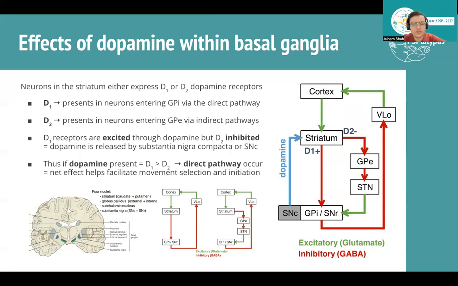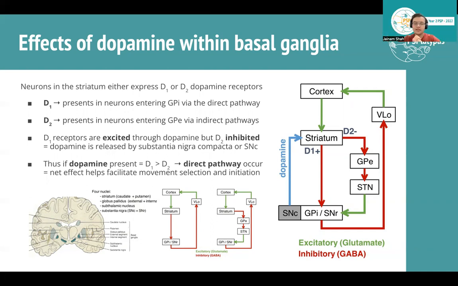So the D1 receptors are actually excited by dopamine, but D2 receptors are inhibited, which means dopamine is released from the SNC, so substantia nigra compacta. That means if dopamine is present, you have more D1 effects than D2 effects. So you actually get more of the direct pathway happening, which makes sense because D1 is expressed in the direct pathway. So it has a net facilitatory effect on movement selection and initiation.